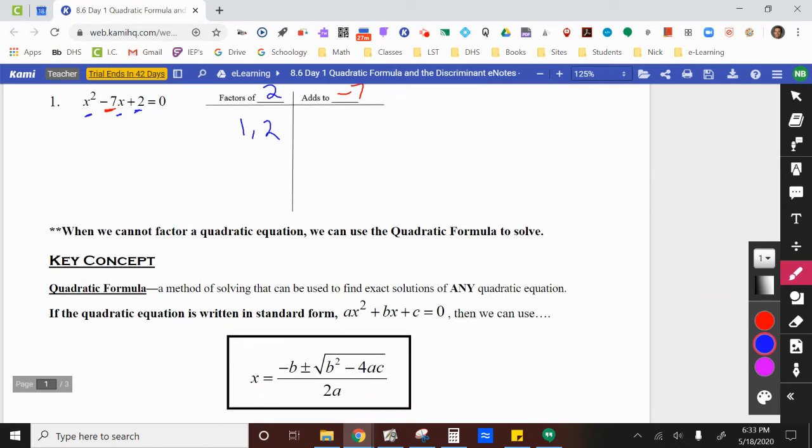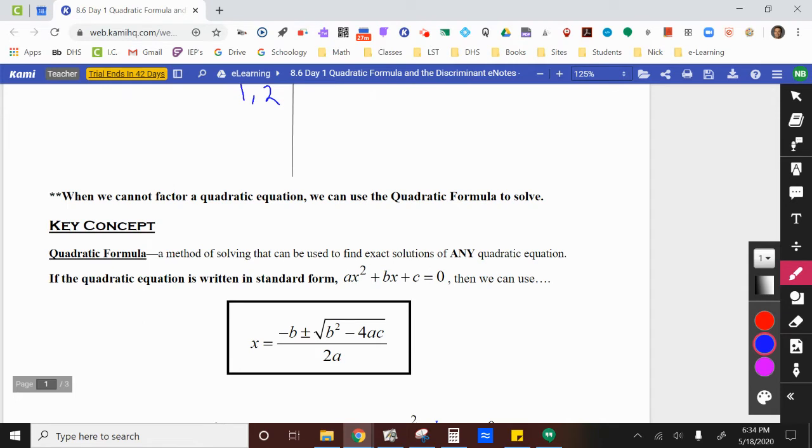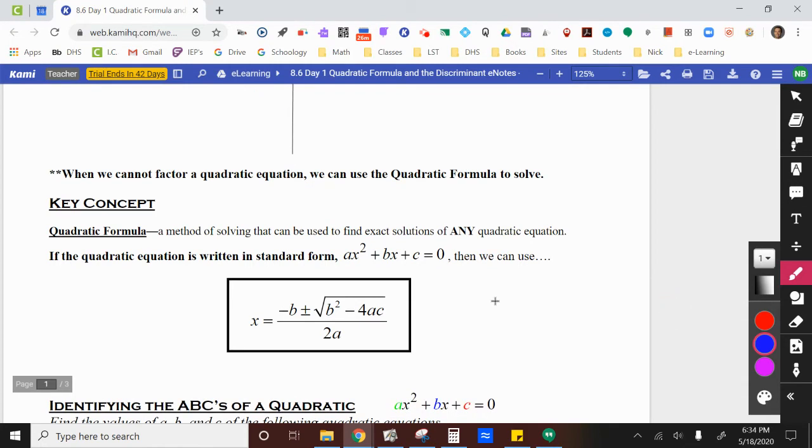If the quadratic equation is written in standard form, ax squared plus bx plus c is equal to 0, that's the standard form of a quadratic equation, then we can use the quadratic formula, which is here in this box. x is equal to opposite b plus or minus the square root of b squared minus 4ac all over 2a. Wow, that was a lot. That is a big formula.